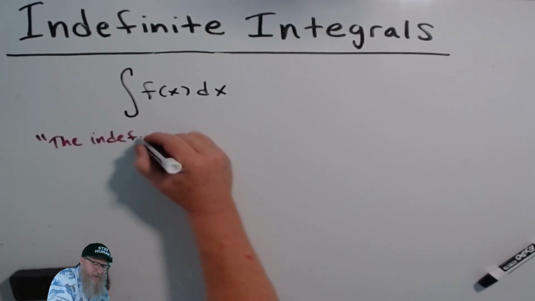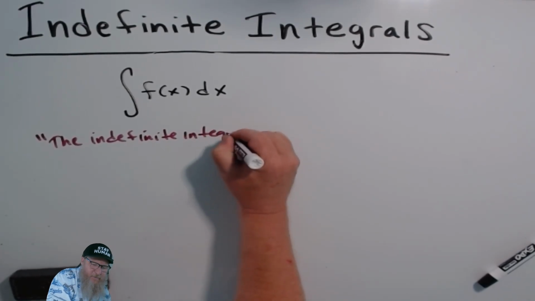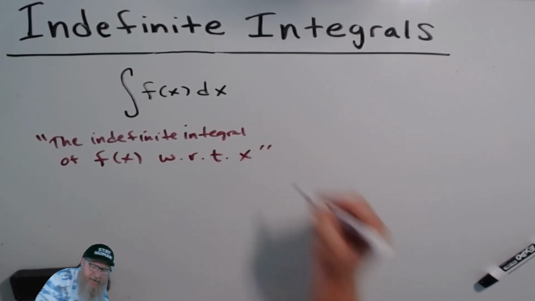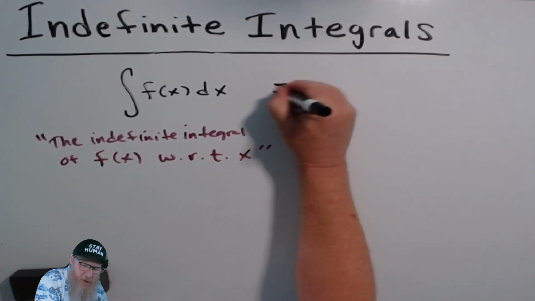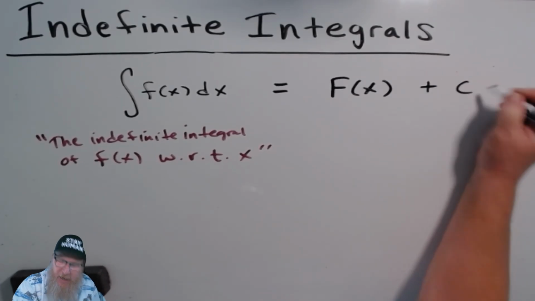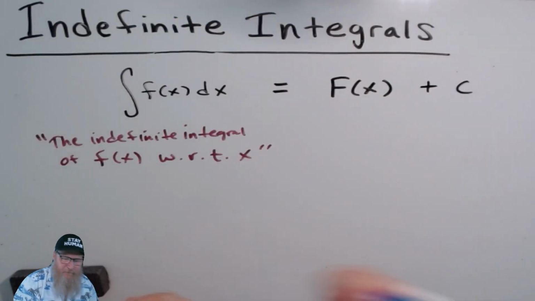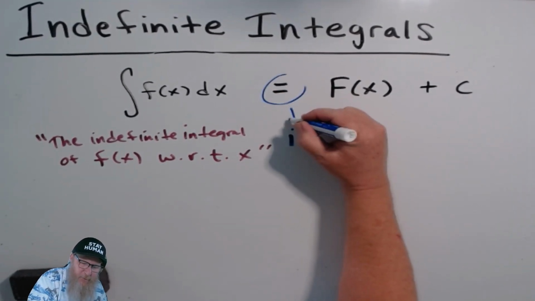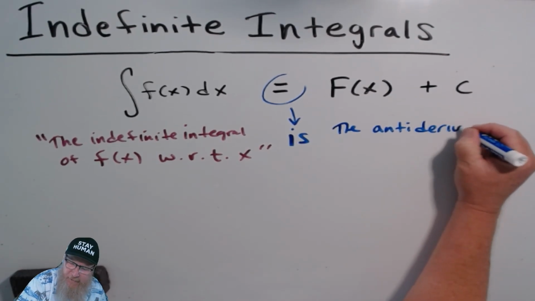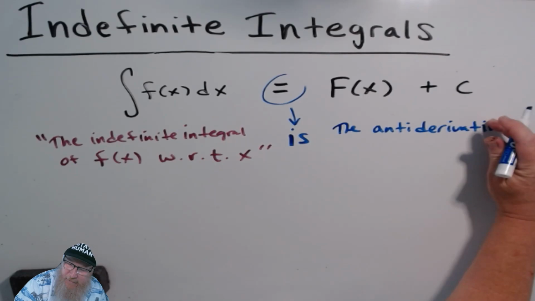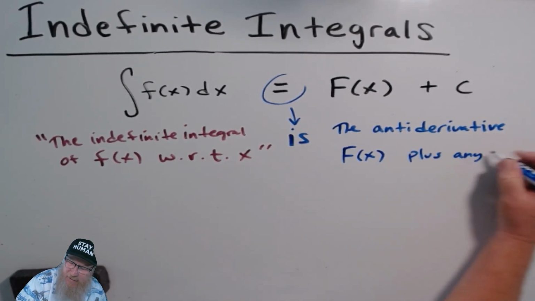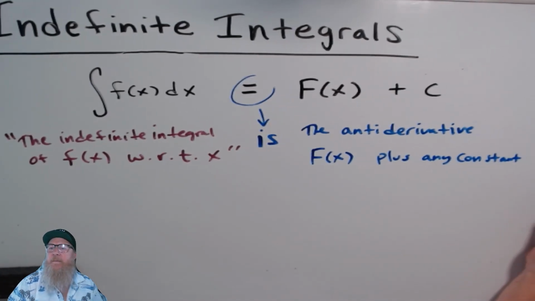So this collection of symbols is called the indefinite integral of the function f of x with respect to x. So let's write that down. The indefinite integral of a function f of x with respect to x. And the result of this calculation is another function called capital F of x plus any constant. And so we read the equal sign as the word is: the antiderivative, capital F of x plus any constant C.